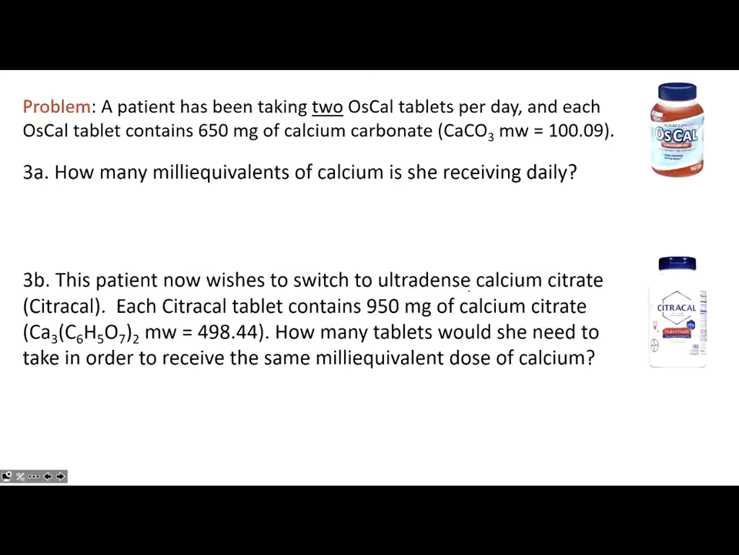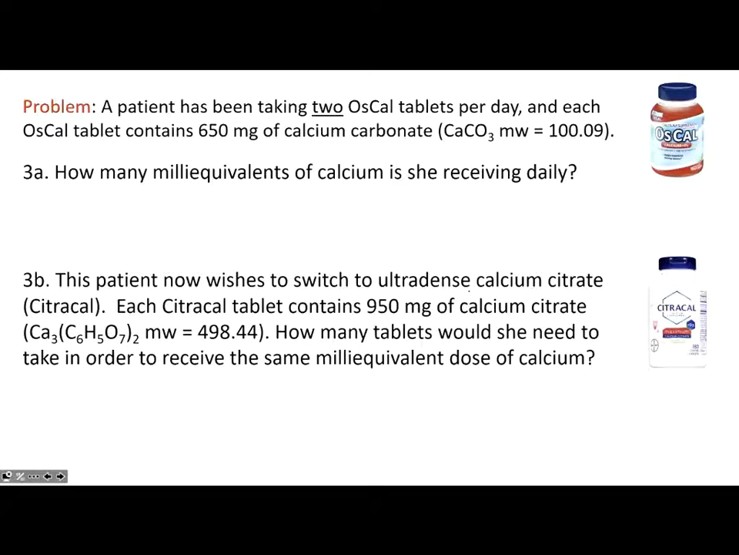So I'm not trying to make these questions hard, but you've got to be able to convert from weight to moles and moles to equivalents, or millis and all of that. Let's read the question. Patient is taking 2 Os-Cal tablets, which are calcium carbonate. Each tablet contains 650 milligrams of the calcium carbonate, with the formula given there and a molecular weight of 100.09. How many milliequivalents of calcium is she receiving each day?